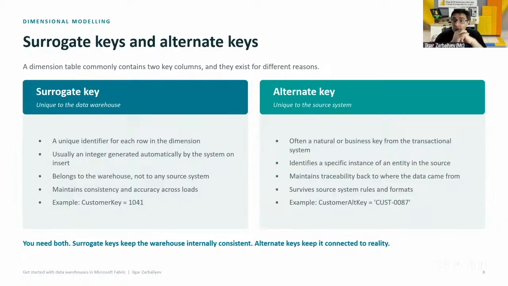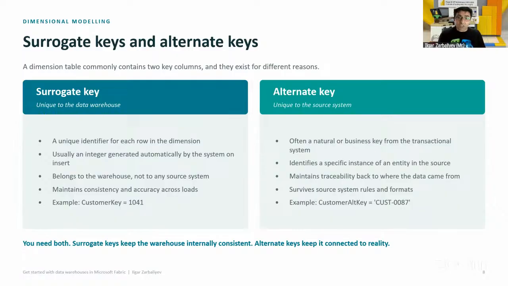And it's what allows you to trace a row in the warehouse back to the record it came from. So why both? Three practical reasons. First, you may load from more than one source system, and two systems can easily use the same customer ID for different customers. The surrogate key gives you one unambiguous identity.